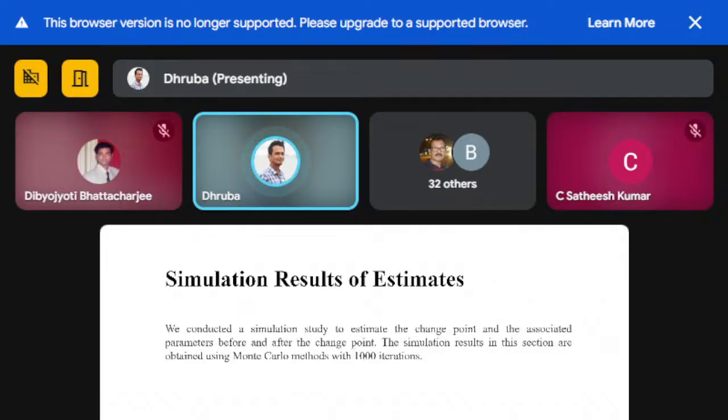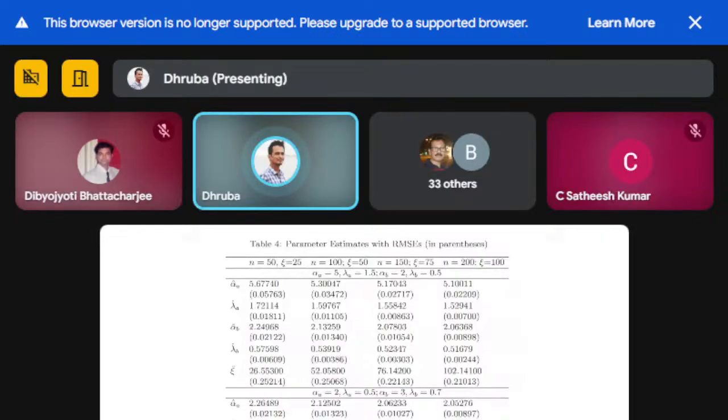Now, simulation results of these estimates. We conducted a simulation study to estimate the change point and the associated parameters before and after the change point. The simulation results in these sections are obtained using Monte Carlo methods with 1000 iterations. So here are the results of the simulation.